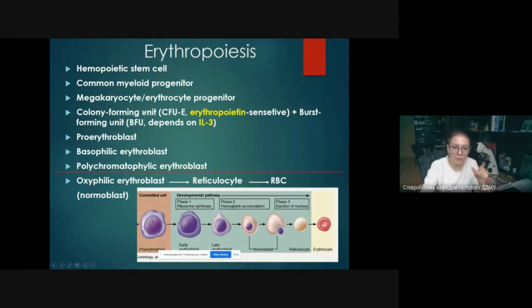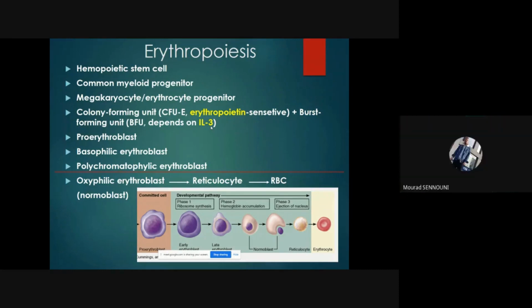But what we have to say here is that erythrocytes are the most numerous cells in the peripheral blood. So they have not only colony-forming unit, but also so-called burst-forming unit, which divides much more rapidly, and it gives rise to many erythrocytes. And colony-forming unit is stimulated by erythropoietin, while burst-forming unit by interleukin-3. Why is it important? Because both erythropoietin and interleukin-3 are synthesized artificially.